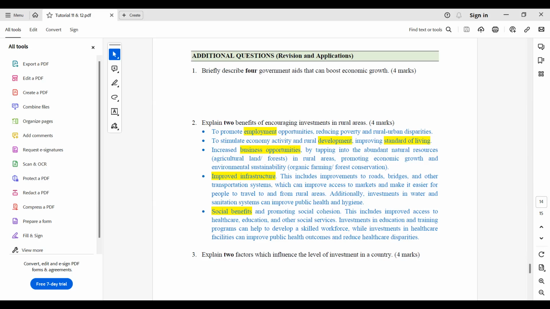Question 2 is something that we discussed before. Explain two benefits of encouraging investment in rural areas. So this is what we discussed: to provide jobs, to develop the area, to give more business opportunities, to improve the infrastructure, or to provide some social benefits to the region itself. This one, I have provided you the answers in your notes so that you can refer to that. Now next question.